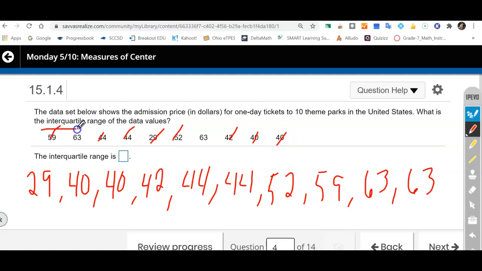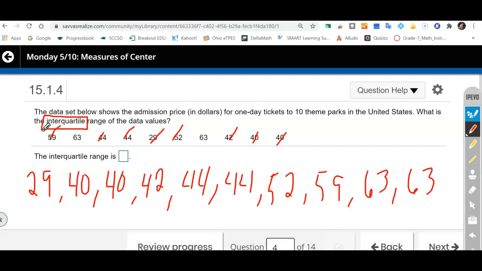What is the root word for interquartile? Quart, is that right? Quart or quarter, and that tells us that we're breaking things up into 4 groups, right? A quarter, there's 4 quarters in a dollar, there's 4 quarts in a gallon. Quart means we're breaking them up into fourths.